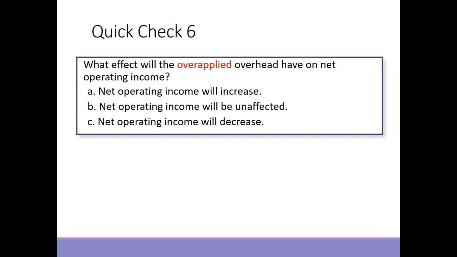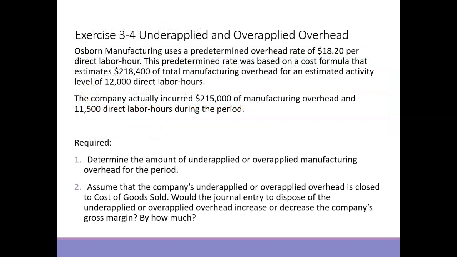What effect will the over-applied overhead have on net income? It's going to increase, won't it? Because if we over-applied it, it means we made the cost of goods sold greater than what it really should have been. Sometimes you just think it through, you know. If it's over-applied, that means we're having to debit the manufacturing overhead, which means we're ending up crediting cost of goods sold, which brings it down, okay?